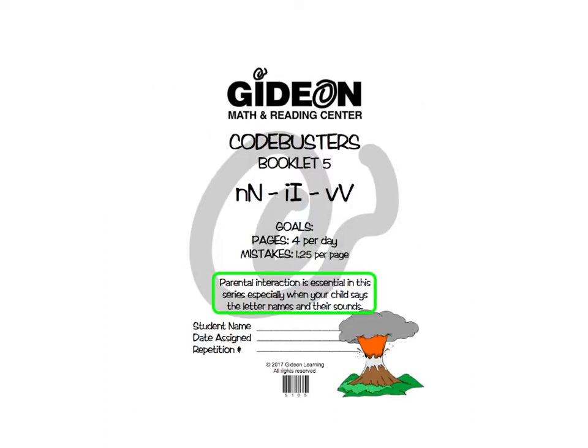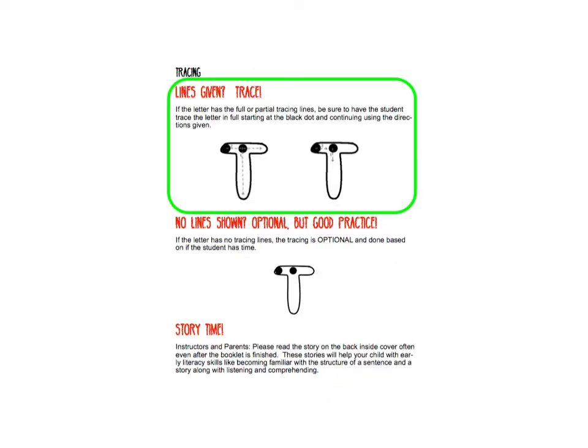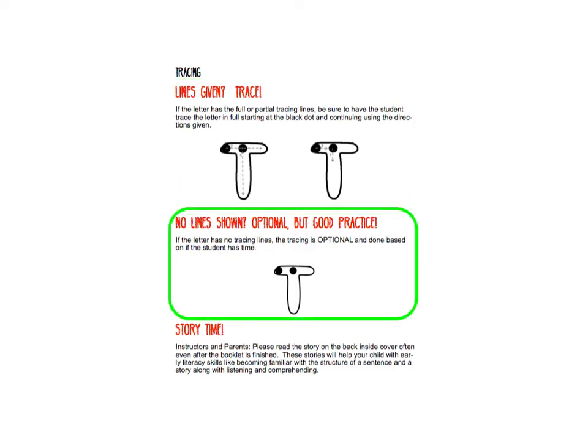Now for the parents. Remember that parental interaction is essential in this series, especially when your child says the letter names and their sounds. On the front and side cover of the booklet, you'll see this page, and it just gives you a little bit more information about the different fonts your child will see in this booklet. Whenever we give tracing or guidance to your student in the bubble letter, be sure to have your student practice writing those letters. If you don't see any tracing or guidance, you don't have to have your student write those letters. However, it is very helpful for your student to get extra help with their fine motor skills and just getting used to writing the letters.